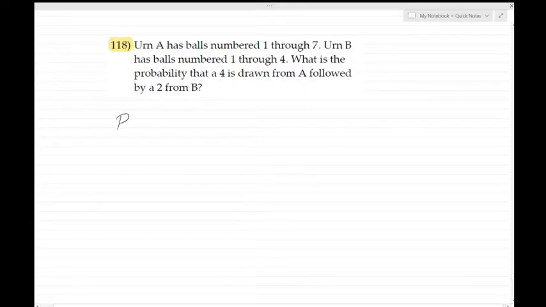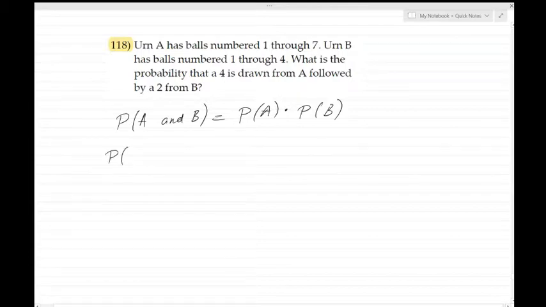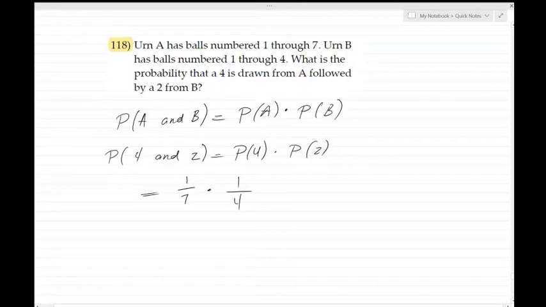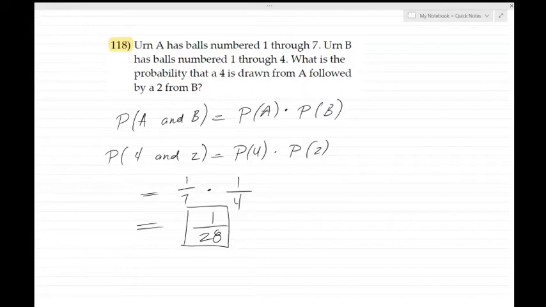So you're looking at the probability of A and B, and since they are independent, P of A times P of B, right? So the probability of getting a 4 times the probability of getting a 2. So for a 4, we have a chance of 1 out of 7 times 1 out of 4. So 1 over 28. So the probability that we get a 4 from the first container, and then a number 2 from the second container, is 1 out of 28. Okay?